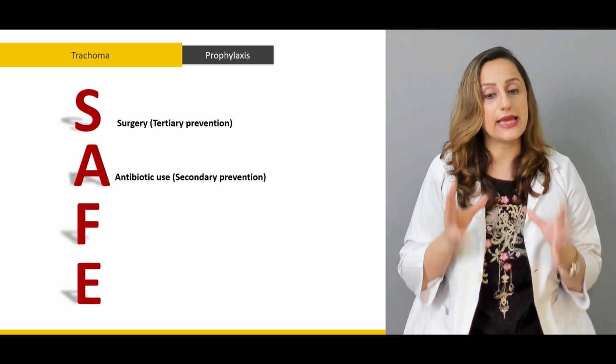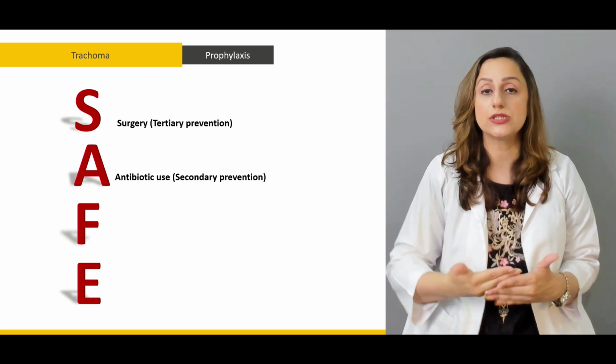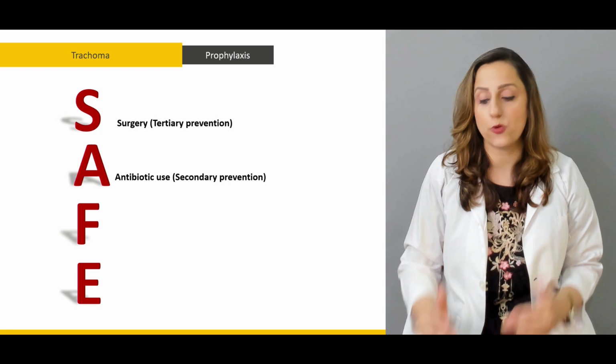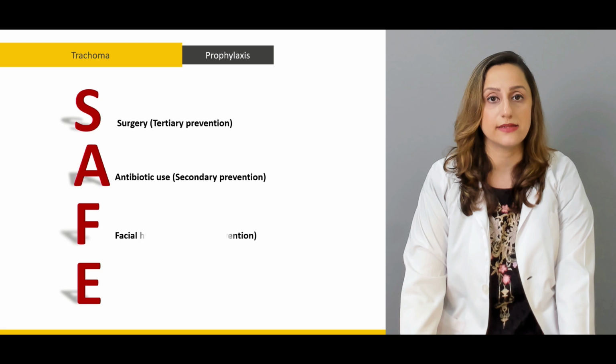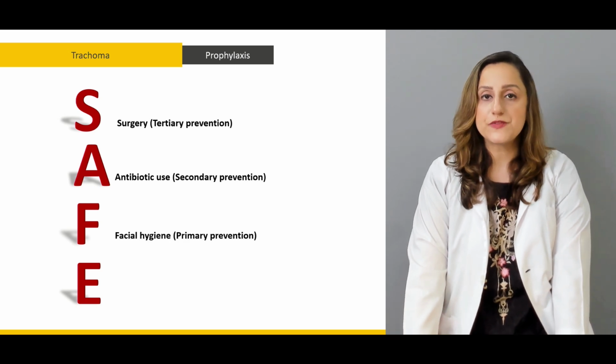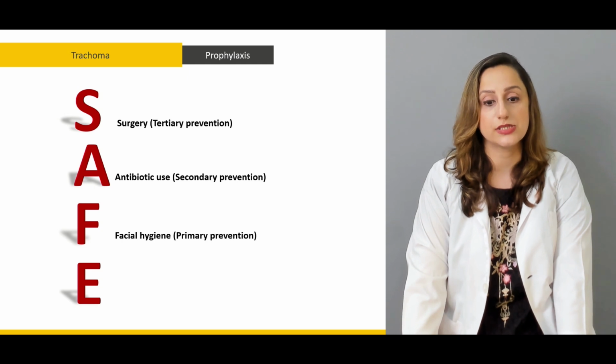We have A, that is antibiotic use, and it is a secondary prevention, that is used when the patient is going towards the sequelae of the condition. We can prevent such sequelae by the use of antibiotics. The F stands for facial hygiene, and this is the primary prevention in the patient.